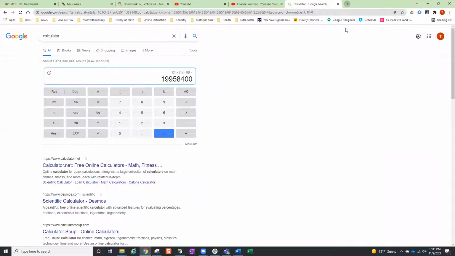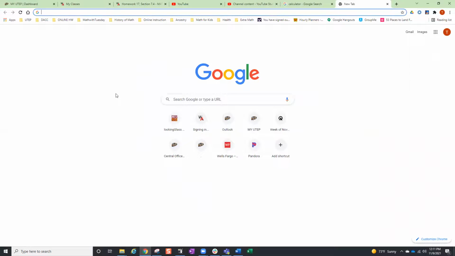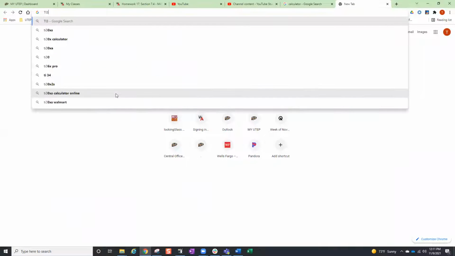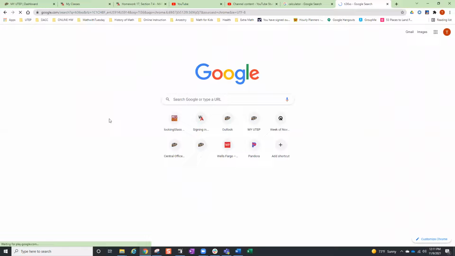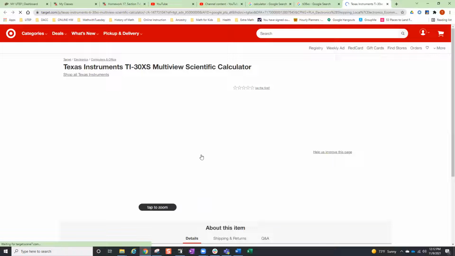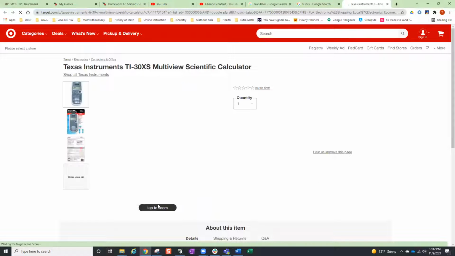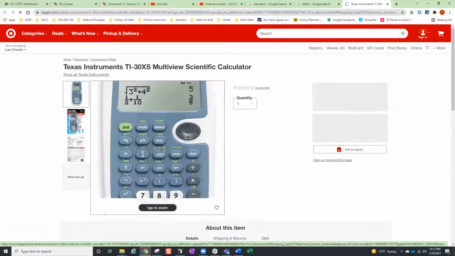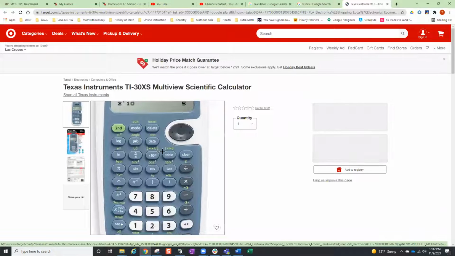I think it's called the TI-36X S. This is one of the best calculators for the money. Let me find a good version of it. No, we like the cheap one. This is one of the best versions of this calculator, and I want to show you. It has a button. Tap to zoom right here.